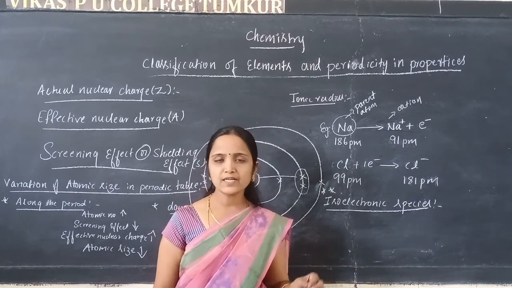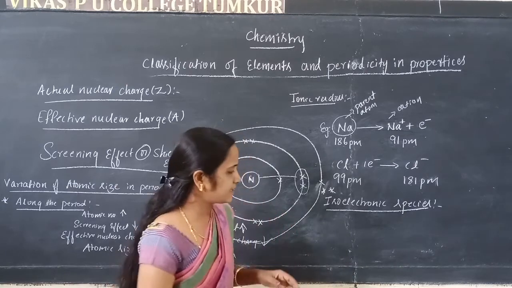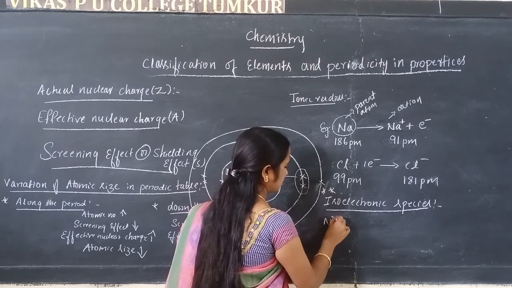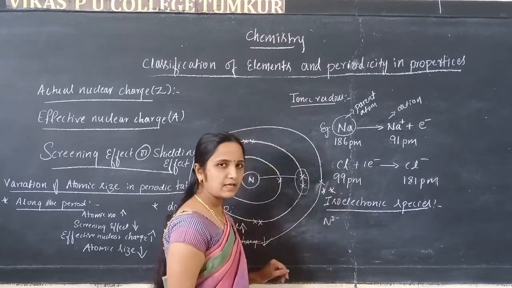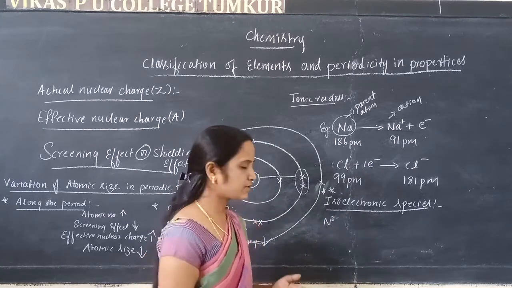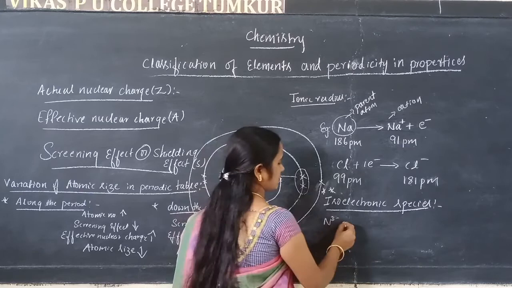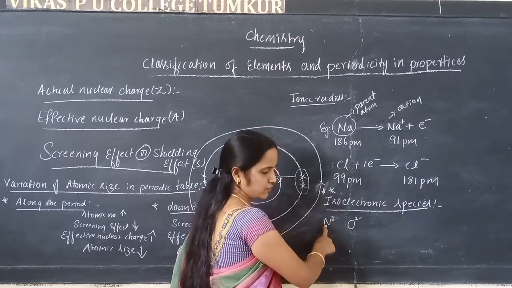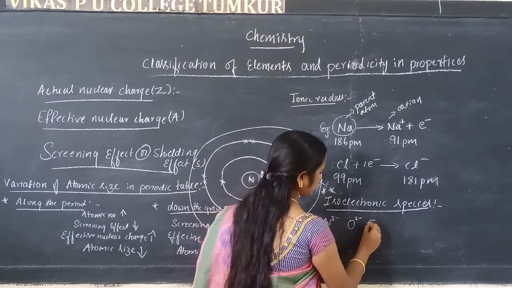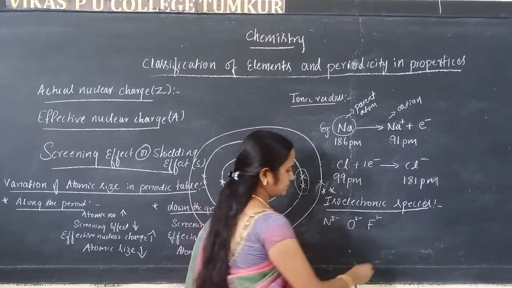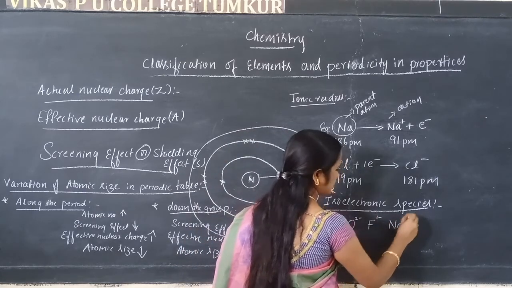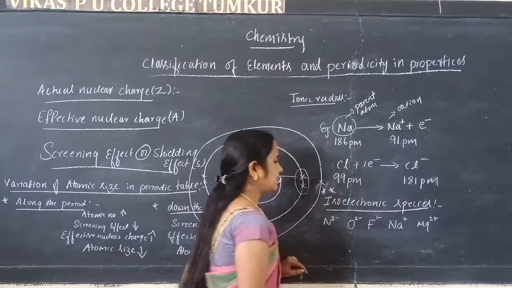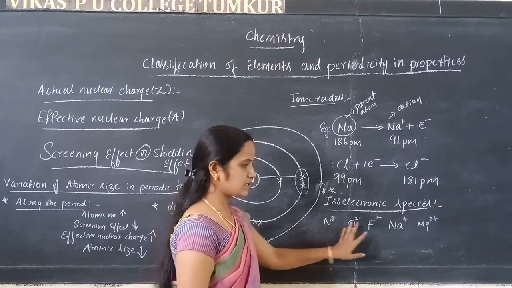The atoms of different elements. Suppose I take the example: nitrogen 3 minus, oxygen 2 minus, fluorine minus, ions of the different atoms. This is the nitrogen, this is the oxygen, then this is the fluorine. Then Na plus, this is the sodium ion, then magnesium ion, Mg2+. These are all ions.